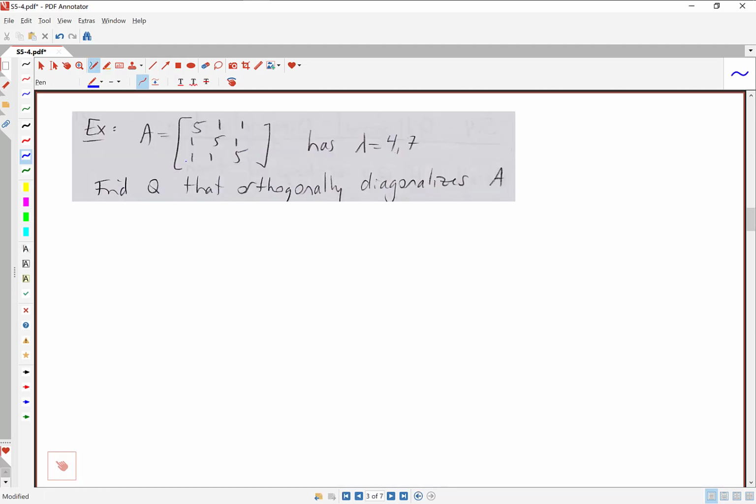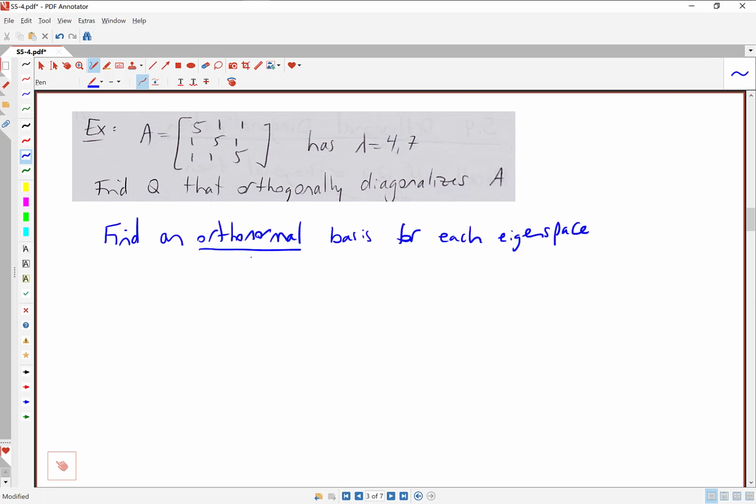So here we have a symmetric matrix A. We know it's going to be orthogonally diagonalizable by the spectral theorem, and we're told what the eigenvalues of the matrix are. They're 4 and 7. So our goal is to find the matrix Q that orthogonally diagonalizes A.